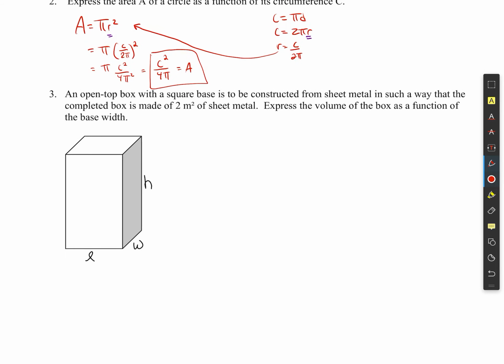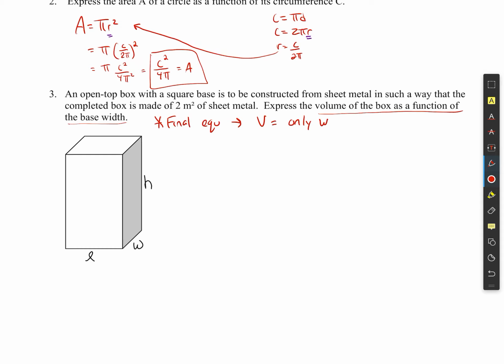Okay, an open top box with a square base is to be constructed from sheet metal in such a way that the completed box is made of 2 square meters of sheet metal. Express the volume of the box as a function of the base width. So what that is saying is our final equation has to be something like volume equals, and only w's. Only w's and numbers.